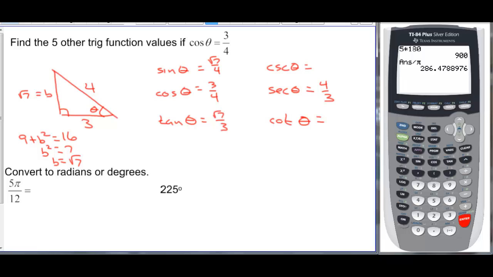Now we have to do reciprocal. 4 over square root of 7, which is 4 square root of 7 over 7. And then we have 3 over square root of 7, which is 3 square root of 7 over 7. And I noticed on the quiz we have reduce and rationalize everything. So you will have to rationalize your fractions for the quiz tomorrow.